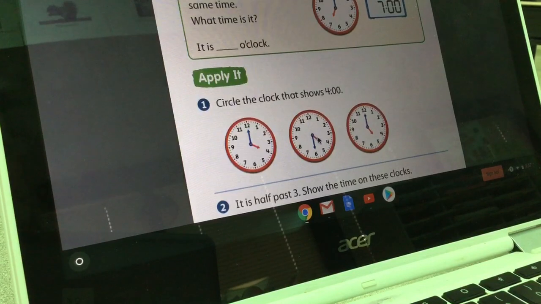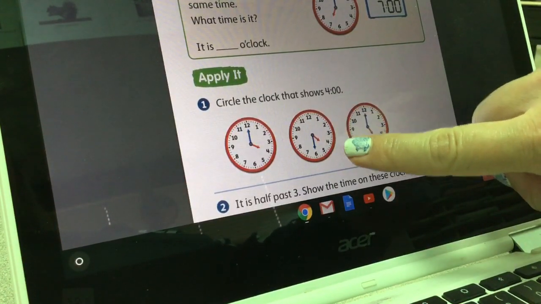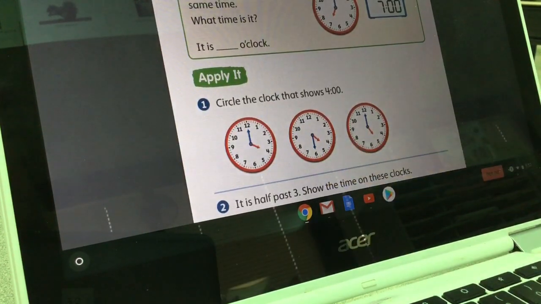In this one, our hour hand is between the 4 and the 5. Would we say 4 or 5 for this time? We would say 4 because it's past the 4 but has not gotten to the 5 yet. Let's count by 5s around the clock to see what our minute hand is showing us. 5, 10, 15, 20, 25, 30. When the minute hand gets to the 6, it's 30 minutes past the hour. So this time would be 4:30.